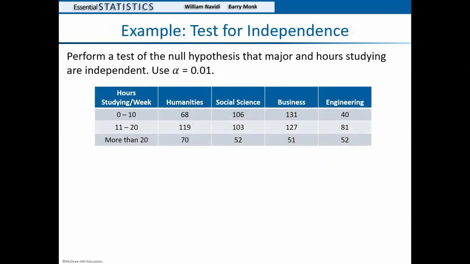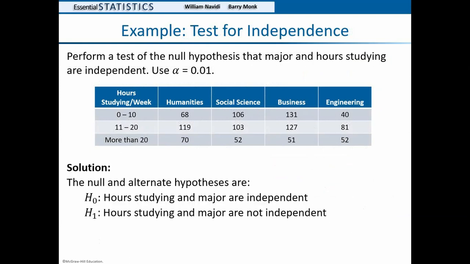So perform a test of the null hypothesis that majors and our setting are independent. Use alpha as 0.01. So here's what we're going to do. There's our null and alternate. They're always for independence: chi-squared independence is always H0 independent, H1 not independent.